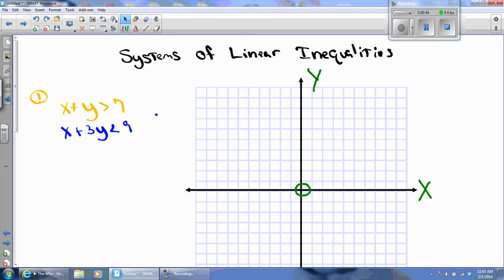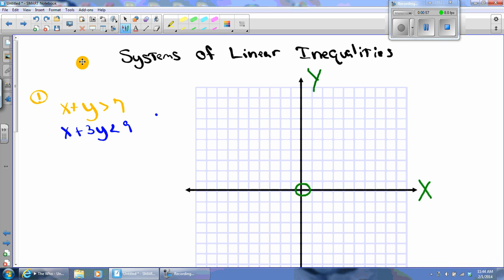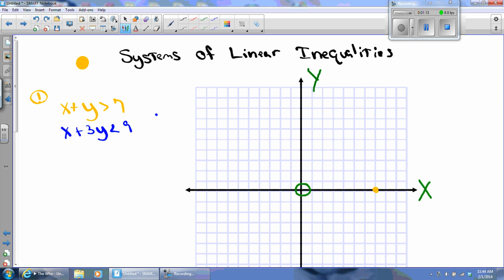Let's go ahead and get right down to it. I've got a system here. It looks like they're written in standard form. So I can tell right off the bat that my x-intercept and my y-intercept are both 7 in this particular problem, right? So I'm going to go to an x-intercept of 7 right there, and a y-intercept of 7 right there. Yeah, I got that right. And now I'm going to draw my line.